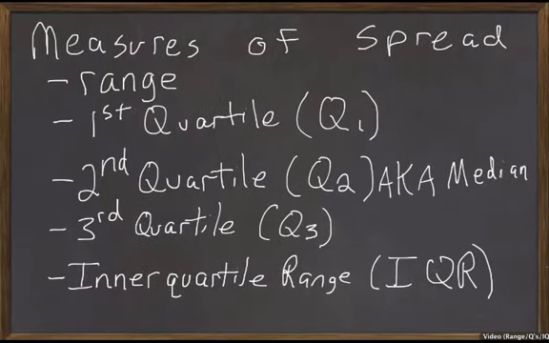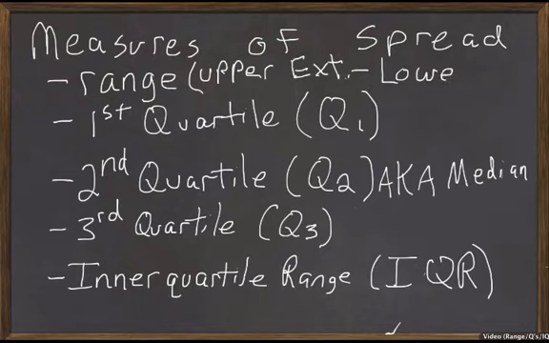Let us begin. Here are the things that we have to be able to calculate, the measures of spread that we're going to focus on in today's lesson. The first one we have is range. To find range, you take your upper extreme minus your lower extreme. I'll jot that down. Those are my fancy terms for saying biggest number minus smallest number.